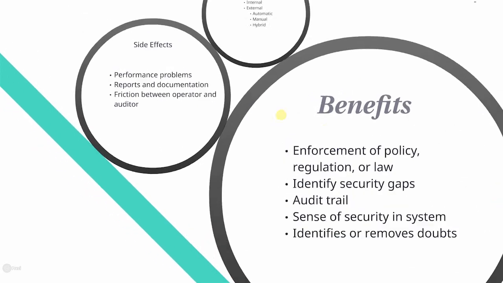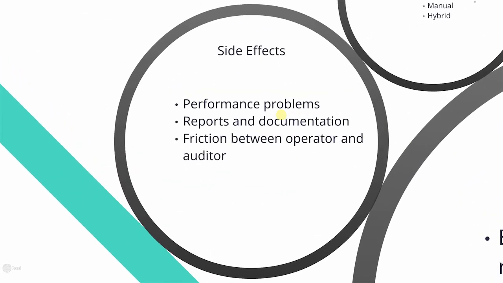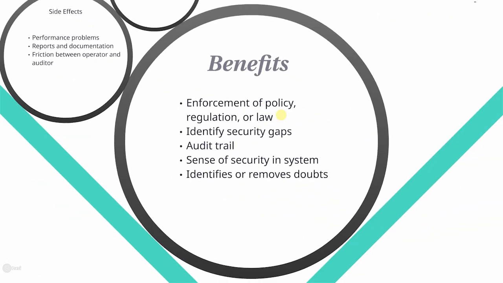Oh, I forgot one more. My favorite thing for the side effects is the friction between the operator and the auditor. Whoever runs the system is going to be pissed that there's somebody else coming in behind them and looking over their shoulder. Why aren't you doing this? Or why are you doing this a certain way? It could make them mad. They'll make the auditor's life harder. They'll again make the operator's life harder, and it becomes a game of one-upsmanship.